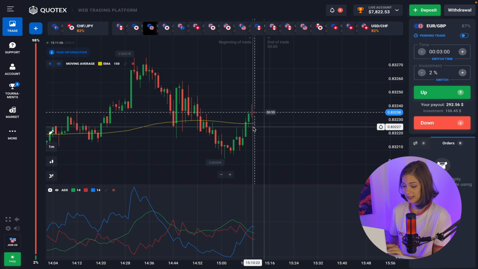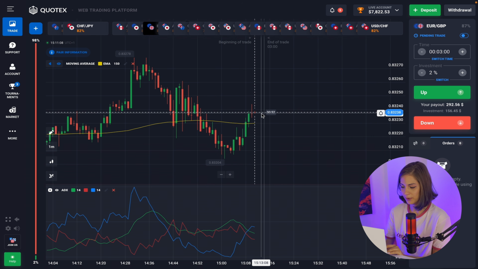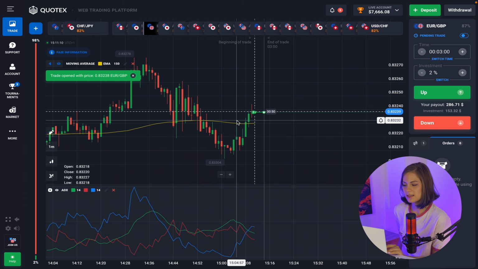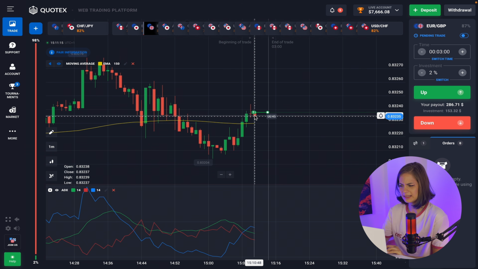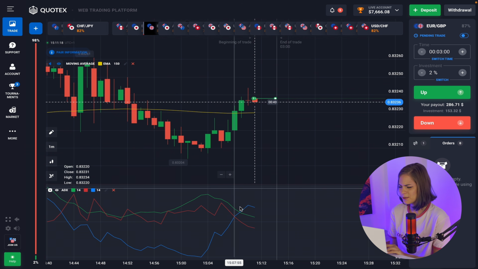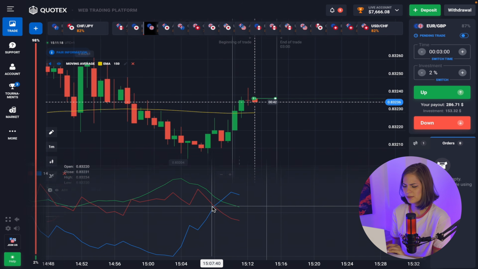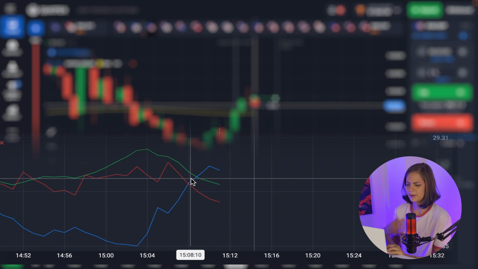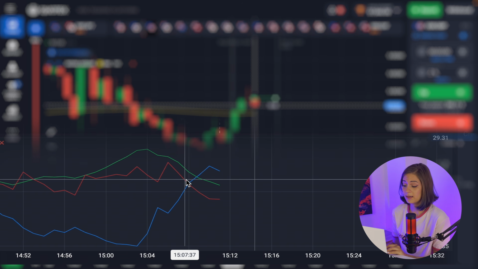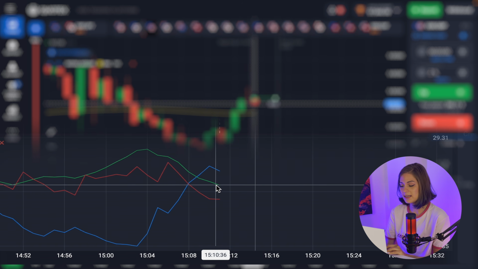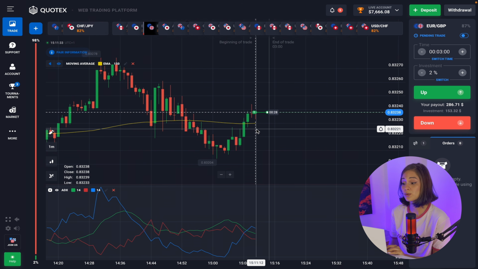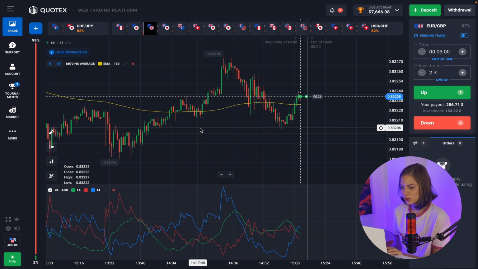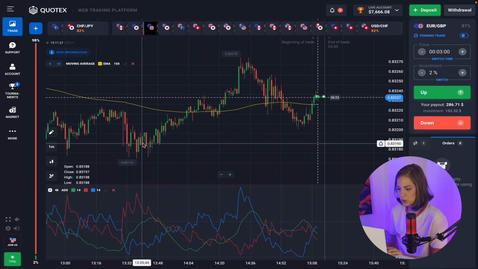Okie dokie, so we found an interesting point right here, and this time it is for an uptrend. For a couple of days Quotex has been lagging a little bit, but in any case, what do we see here? We see the crossover of the blue and red lines from the bottom to the top, D plus crossing D minus, and ADX is showing us a level higher than 20 at the moment of the crossover. It was 23%.